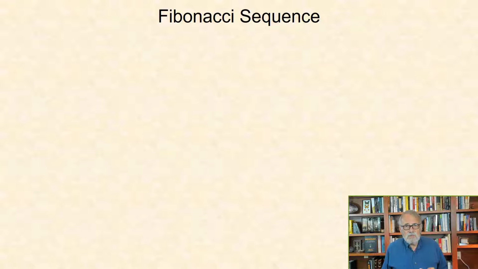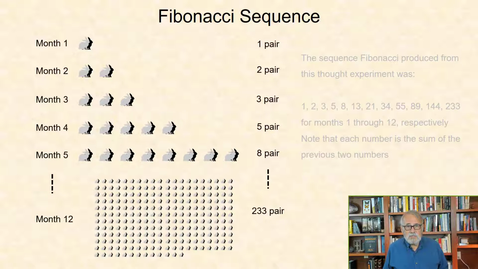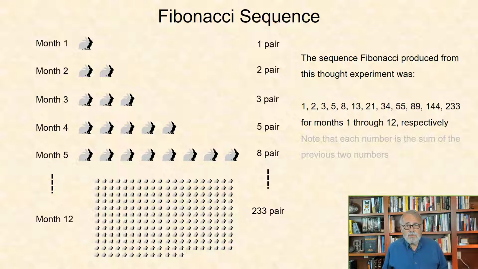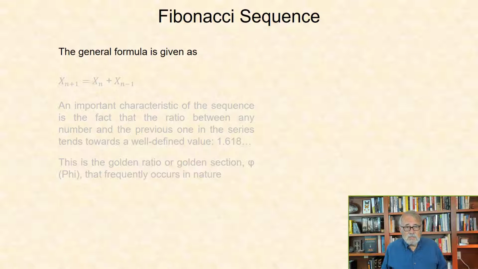The sequence Fibonacci produced from this thought experiment was 1, 2, 3, 5, 8, 13, 21, 34, 55, 89, 144, and 233 for months 1 through 12, respectively. Note that each number is the sum of the previous two numbers. The general formula is given as x_{n+1} = x_n + x_{n-1}.